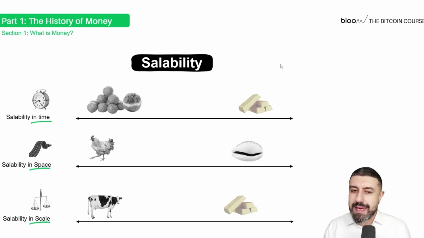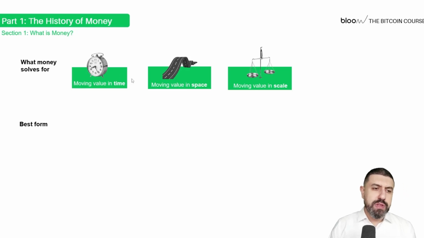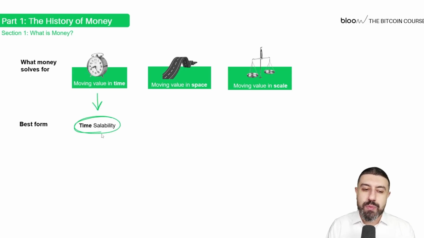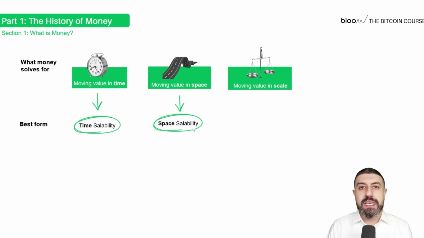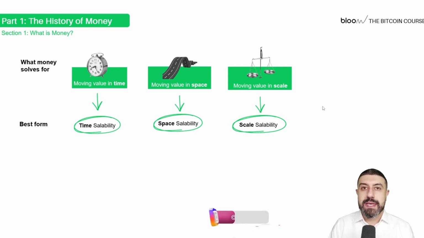We want the money that's the highest on the salability scale, because that's what we were trying to solve for. So if we take a look here at the relationship between what money solves for and what is the best form of money, we can see the link. If one of our objectives is to move value in time, then we want the money that is the most time saleable. If one of our objectives is to move value in space, then we want the money that is the most space saleable. And if we want to be able to move value in scale, then we would want the money that is the most scale saleable.